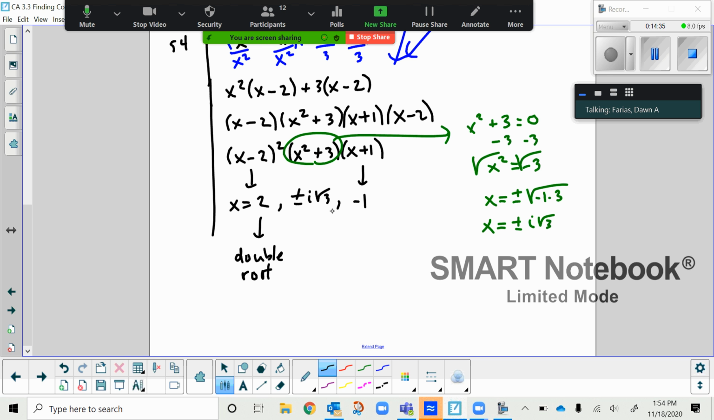How many solutions do you see there? Looks kind of like just 3, right? But there's 5. There's negative 1, positive i radical 3, negative i radical 3, 2, and 2, because the 2 counts twice. So there's 5 solutions, and that's what we were looking for. Okay? Any questions about that?